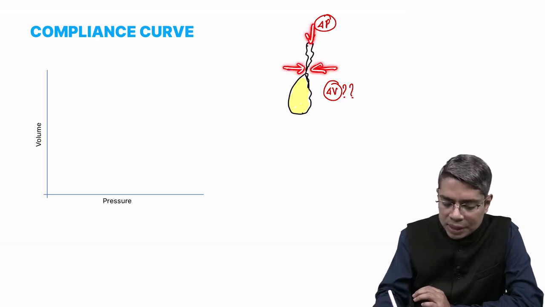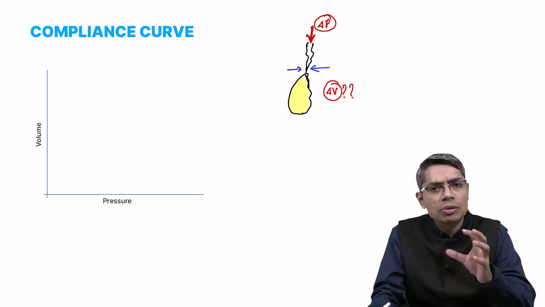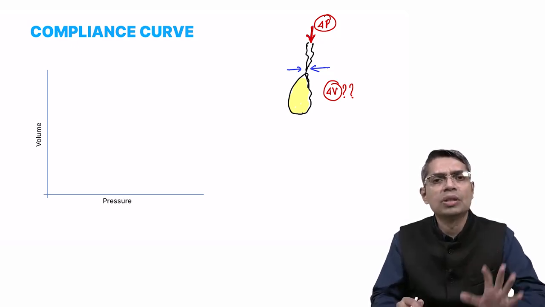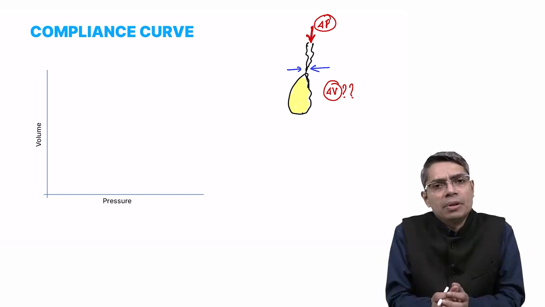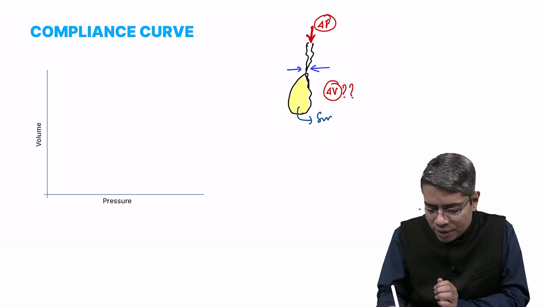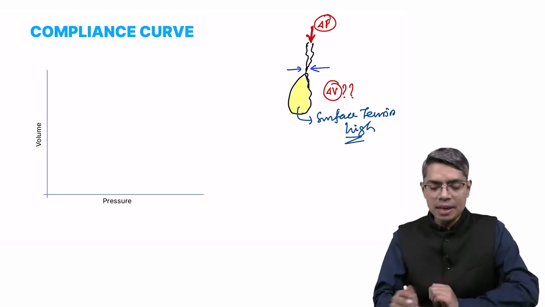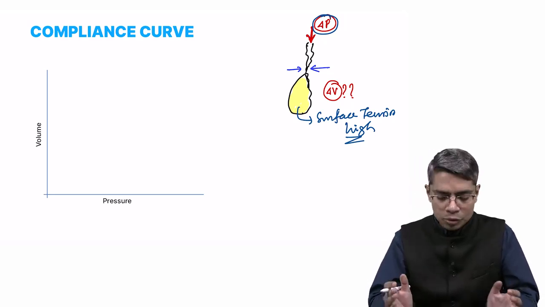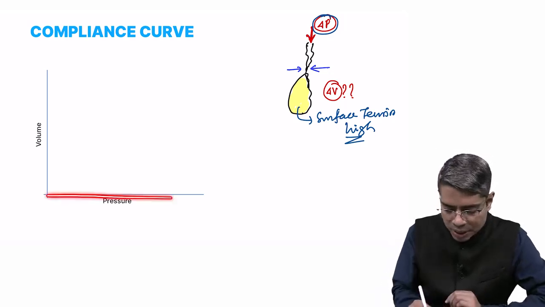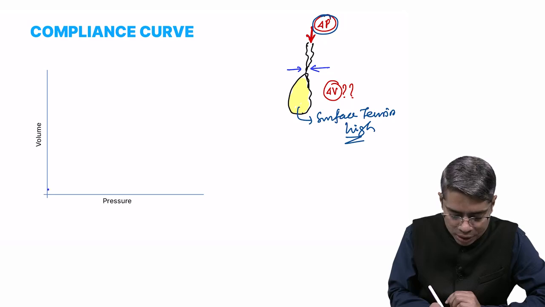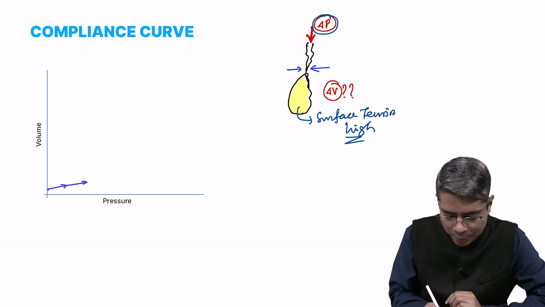In this condition, if you inject pressure, this pressure is not going to inflate the alveoli properly, because in this condition the surface tension is very huge. So when the alveoli are fully collapsed, surface tension is very high. So if the surface tension is high, if you inject a little pressure, do you think the expansion is going to happen? Answer is no. So initially, if I plot this curve of pressure change and volume change, even if I inject a huge amount of pressure, the volume change is not going to happen significantly.